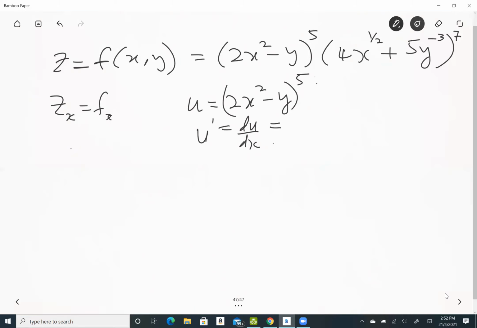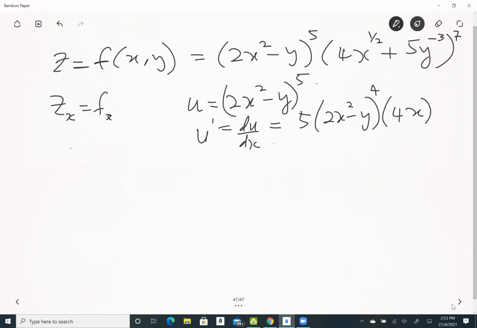Anybody? 5. You got 5 multiplied by everything in the bracket. That's the rule. Reduce the power by 1, not by 4, by 1. So it becomes 4. Now differentiate the terms in the bracket. What do you get? 4x. 4x, yeah, because y is a constant.